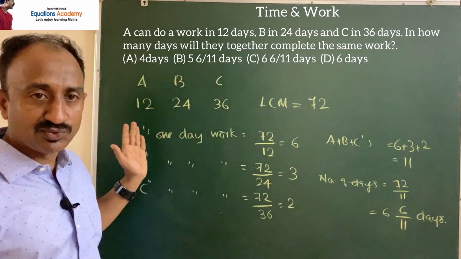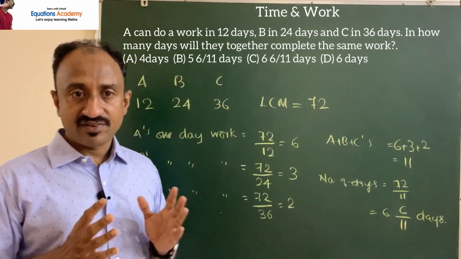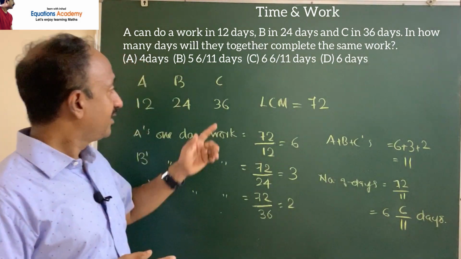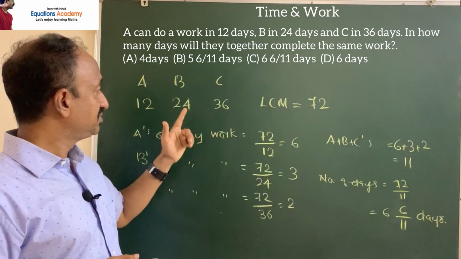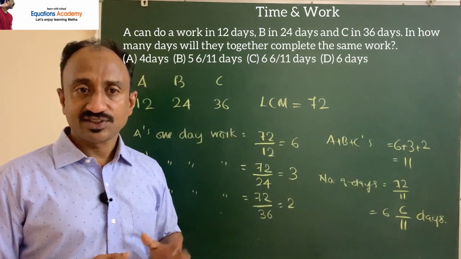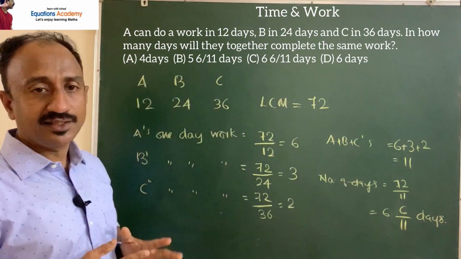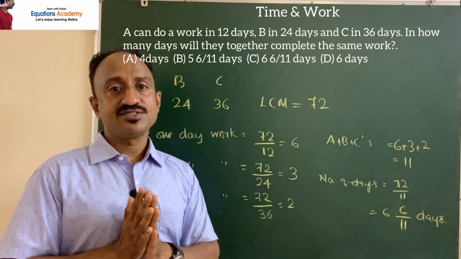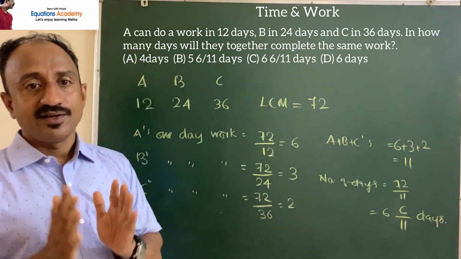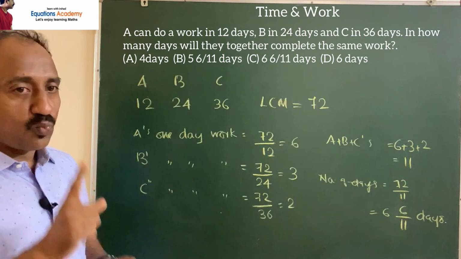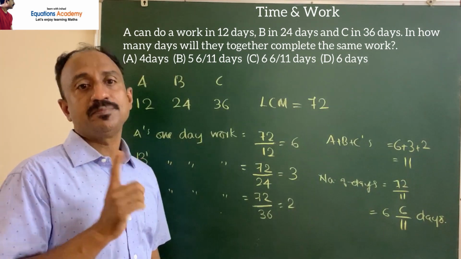72 divided by 12 is 6. 72 is divisible by 12, and also 72 is divisible by 24. So the LCM is 72. Next step is we will find 1 day's work of A, B and C.